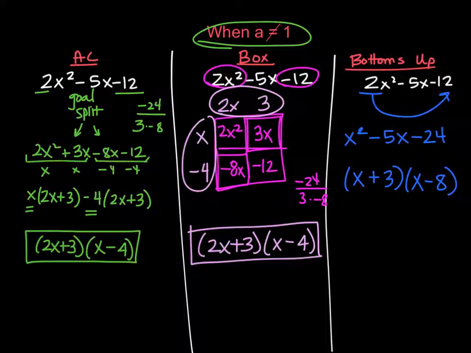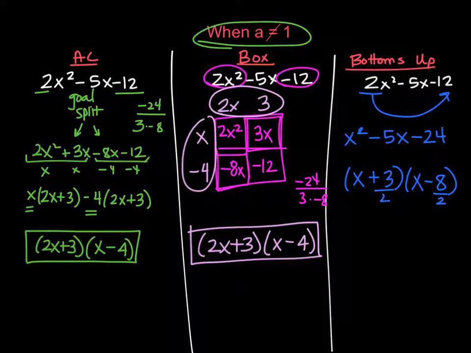Well, I'm really close to the answer here, but the problem is there's supposed to be a 2. If I multiply, I'm not going to get 2x squared, I'm just going to get x squared. So this is where the bottoms up, quote unquote, comes in. So we're going to put 2 over here.